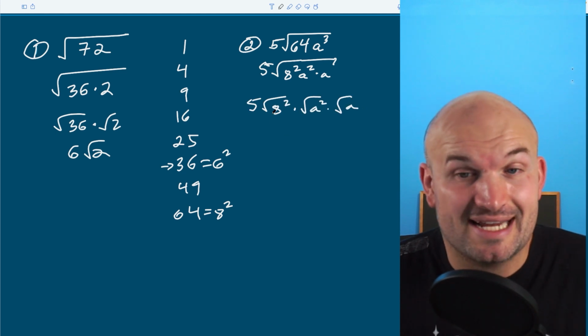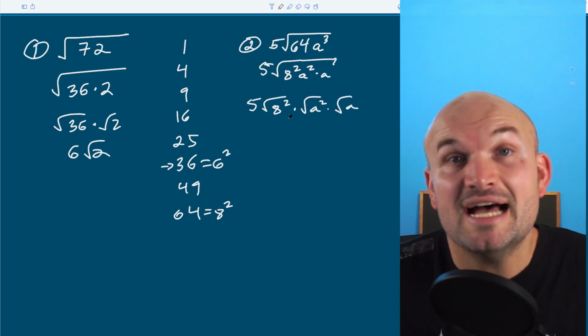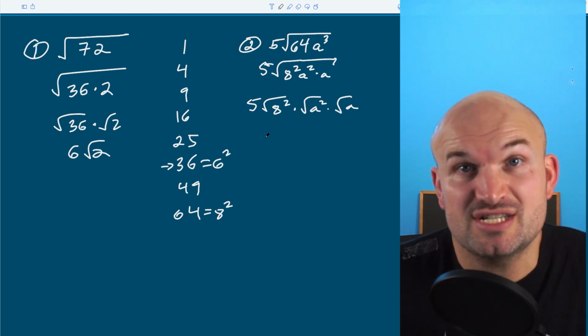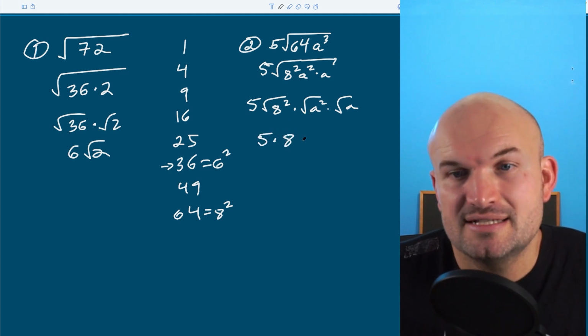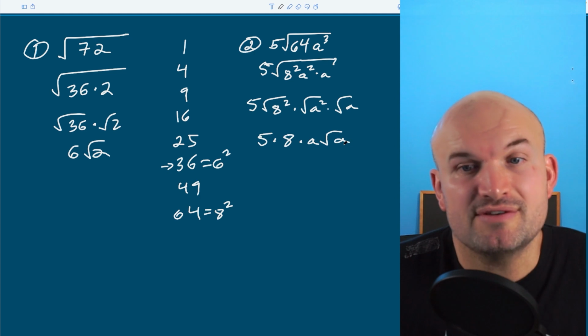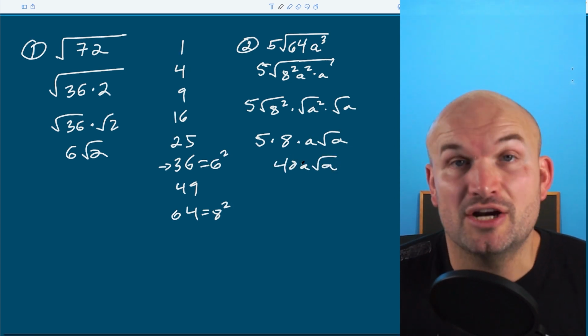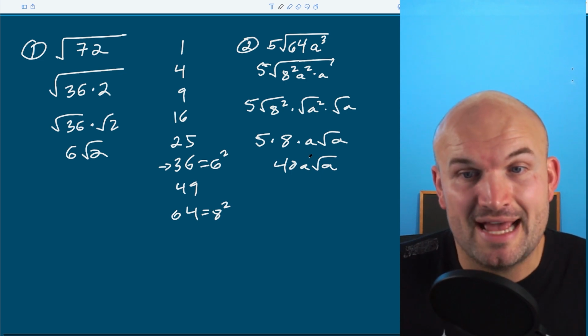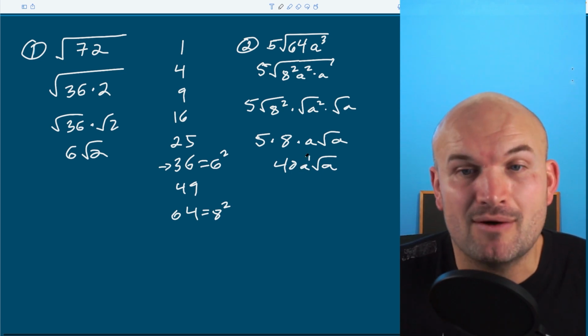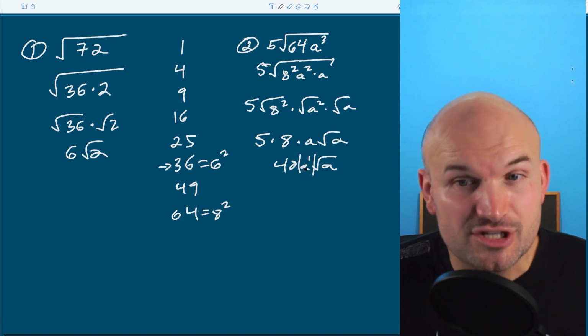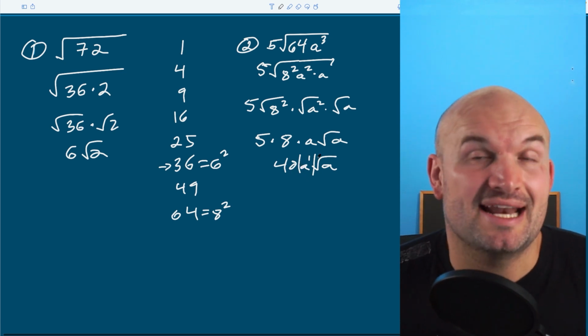So now you can see I can just simply take the square root of 8 squared as well as the square root of a squared, which is just going to leave me with a 5 times 8 times an a times the square root of a, which is going to give me 40a square root of a. Now it's important also to understand that since I'm taking the even root and my term outside of my radical has an odd power, I can also put absolute value just to make sure that we understand that that is indeed going to represent a positive value.